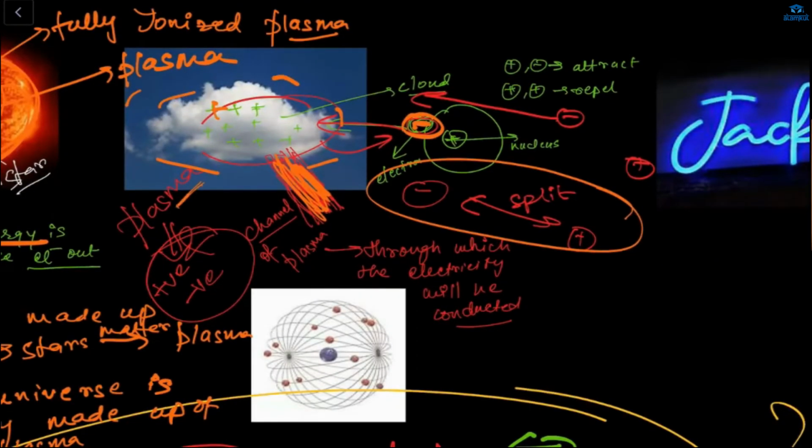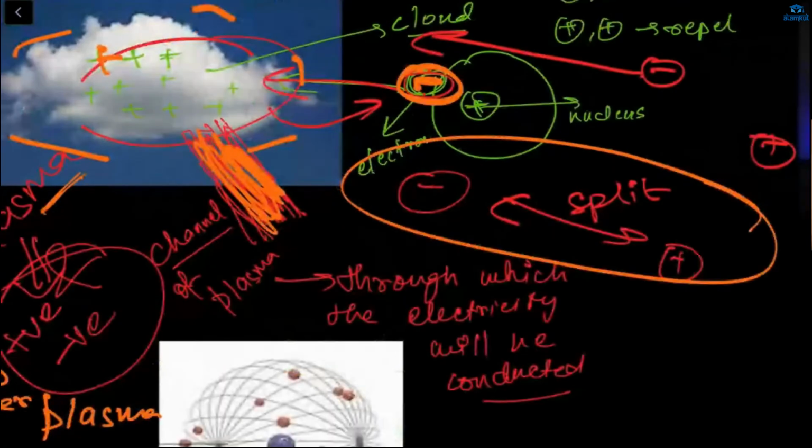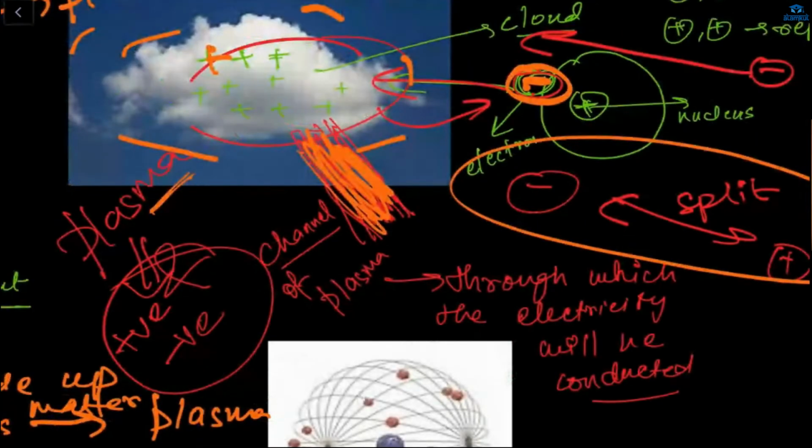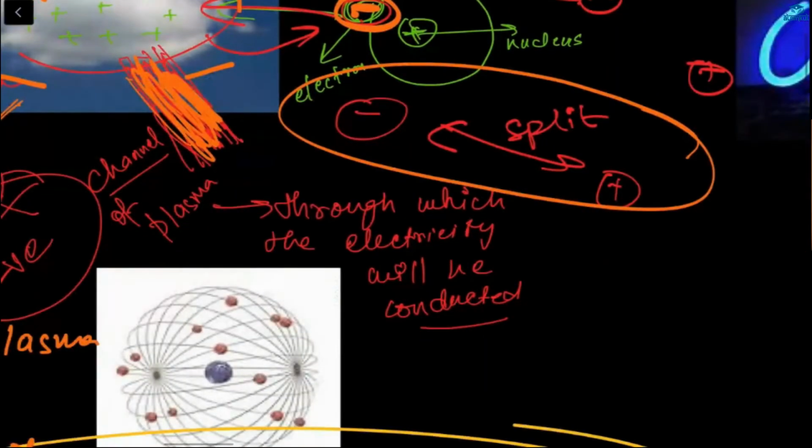Plasma means the mixture of both the positive and the negative charges. If the positive and the negative charges combine, they form a channel of plasma. A channel of plasma means the mixture of the positive and the negative ions, okay? And through this channel of plasma, electricity will be conducted.